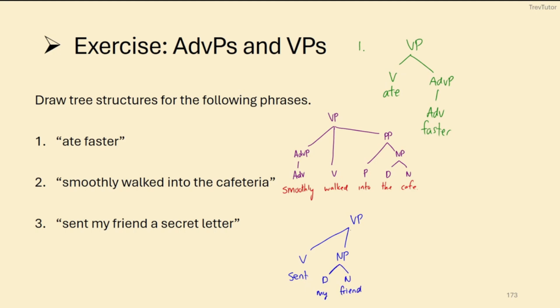And what are we sending to them? We're sending another noun phrase, which is a secret letter. So that's a noun phrase consisting of the determiner a. We have an adjective phrase that's going to build down into adjective secret. And then we're going to also introduce the noun letter as the head of that noun phrase. So this is how a ditransitive verb would look like if we're drawing the tree structure from the top down.